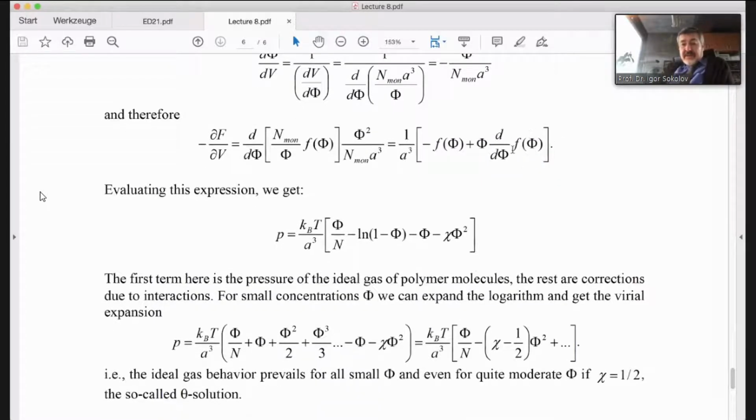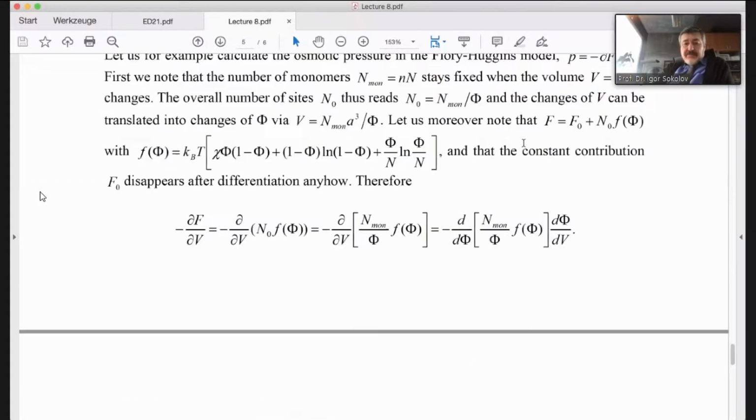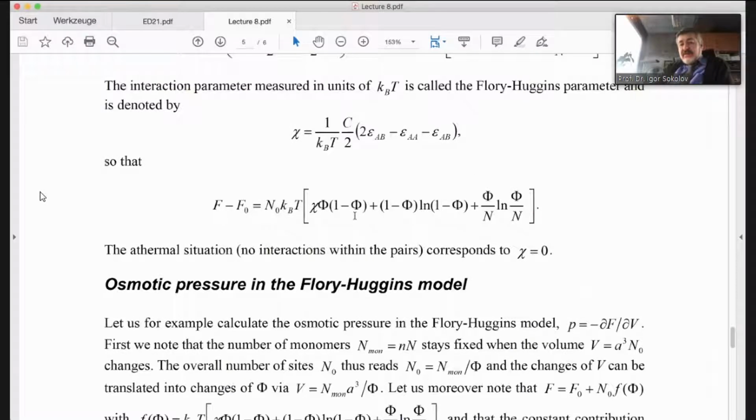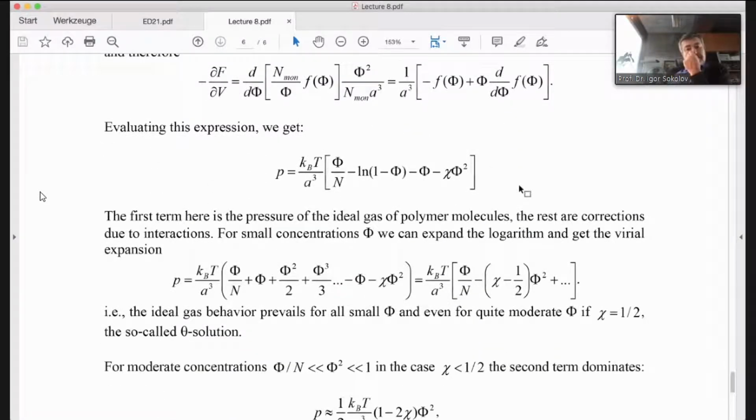And the derivative of phi is very easy to take because, essentially, this is a quadratic function, and these are logarithms where most of the things cancel anyhow. So this is the expression. It's very simple. Now, this is the standard expression for the ideal gas. It's an ideal gas of polymer molecules, as if there were no interactions. And these are corrections. This is a virial expansion for the corresponding osmotic pressure.